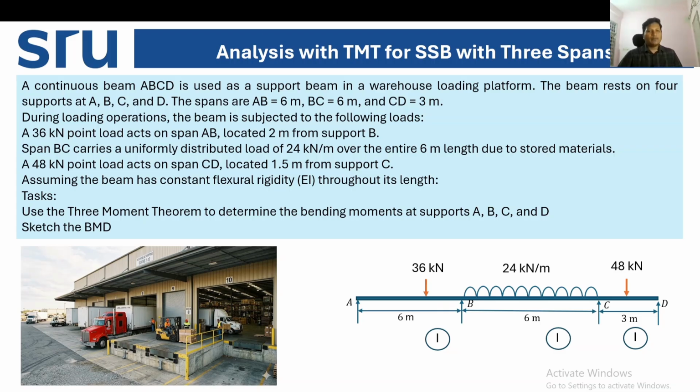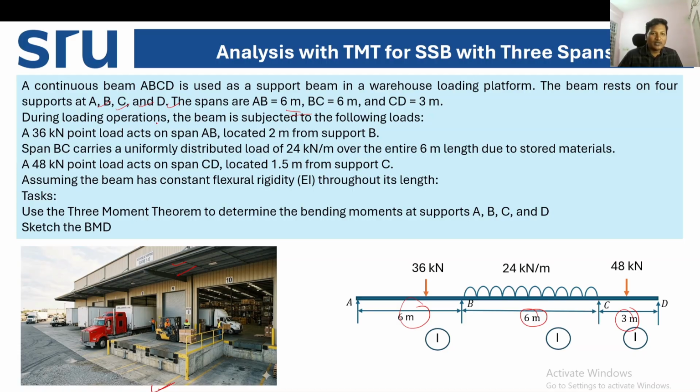Coming to the example, let us see this warehouse loading platform. Inside this warehouse, a continuous beam rests on four supports A, B, C, and D. The span lengths are given: AB is 6 meter, span BC is 6 meter, and CD is 3 meter.